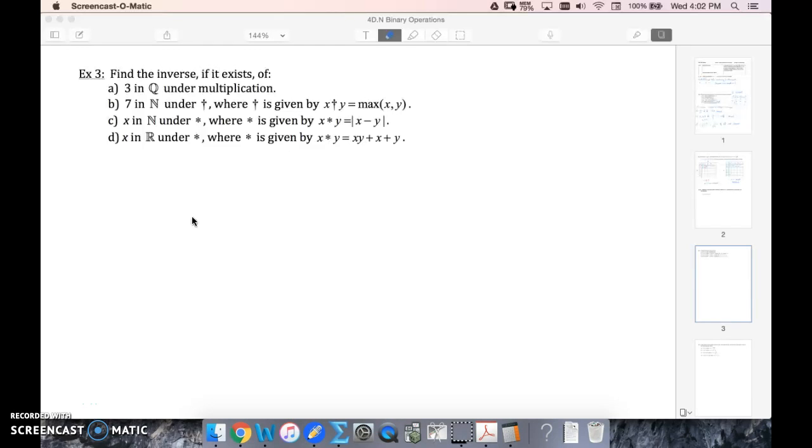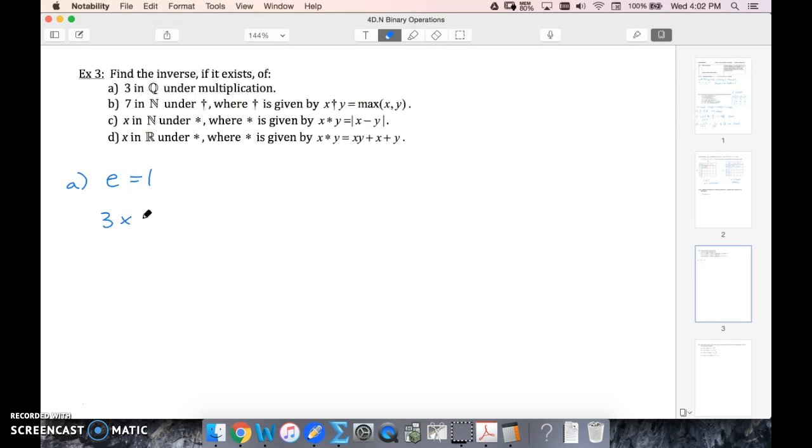All right, so now we're going to look for inverses. So remember, an inverse is an operation that when we apply it to our given value, we get the identity. So the first thing we need to know is what the identity is. So in multiplication, the identity is 1. So we need an operation within rationals where under multiplication, when we apply it, we get 1.